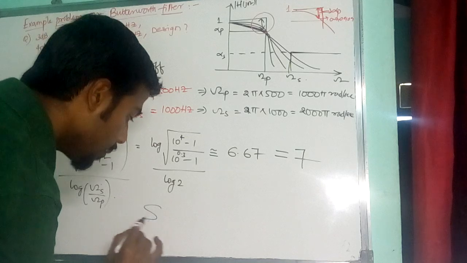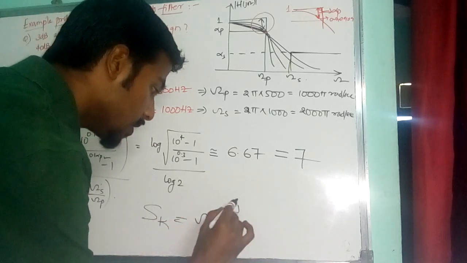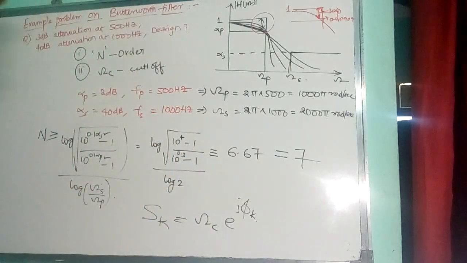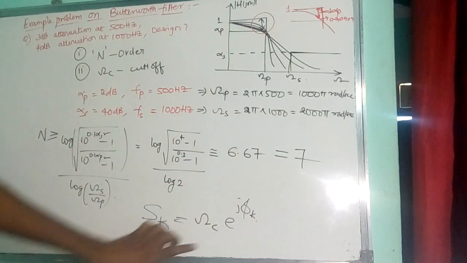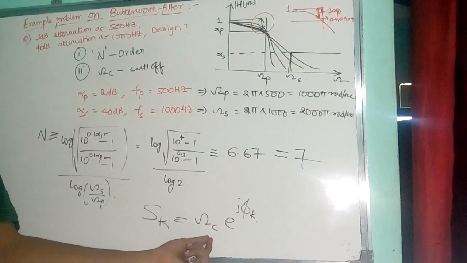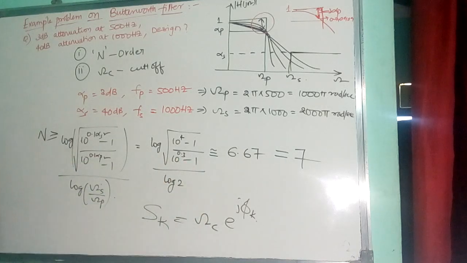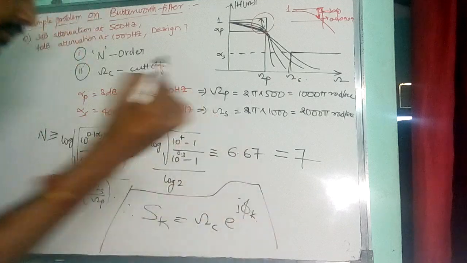That is given by Sk equal to omega c e power j phi k. Till now we did not require the omega c value. If they did not mention omega c as 1 radian per second, that is normalized, we need to calculate the omega c value also.